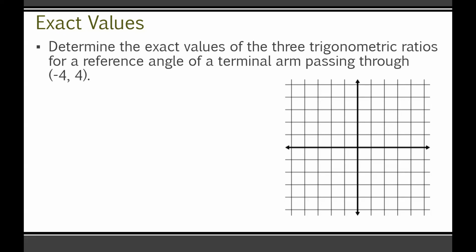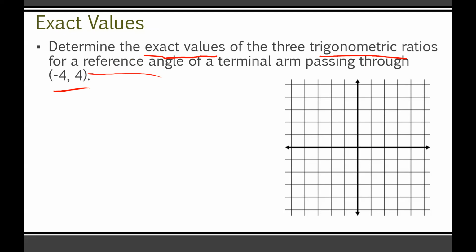So determine the exact values of the 3 trig ratios for a reference angle of a terminal arm passing through -4, 4. Most of those words there don't mean anything. You're just looking for exact values of trig ratios passing through this, right? Don't worry about it. Reference angle just means you don't worry about the principal angle. You just worry about your little triangle you're going to form. You'll see what I mean.